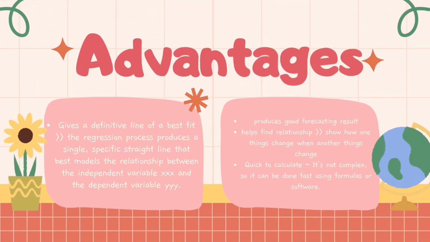Another advantage is, first, it gives a definitive line of best fit. The regression process produces a single, specific straight line that best models the relationship between the independent variable x and the dependent variable y. Next, it will produce good forecasting results. This is because the best fit line will minimize the difference between the actual and predicted values of the dependent variable. Next, it will help find relationships.